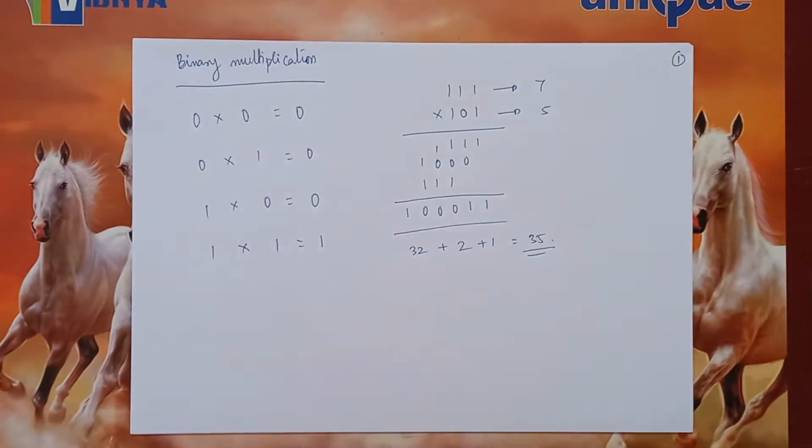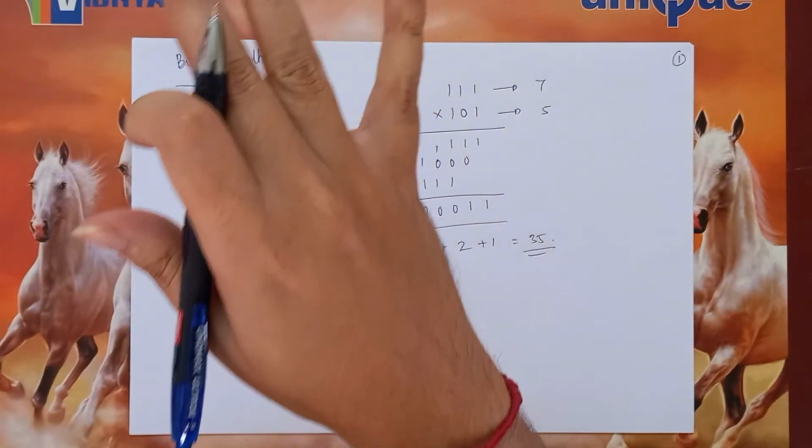So binary multiplication is quite straightforward. If you know the basic rules of multiplication, all you need to know is addition. Now, having established these basic operations of addition, subtraction, multiplication, you can also do division by means of repeated subtraction. But I'll not get into that. You can try it out yourself.